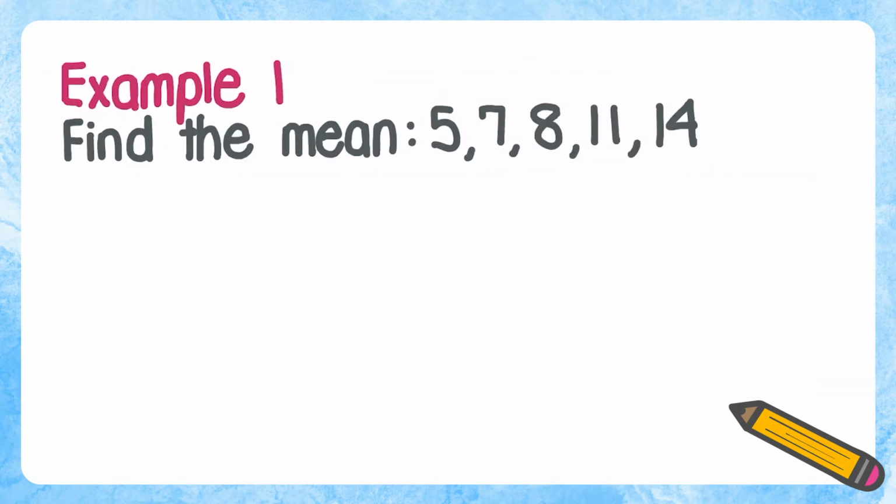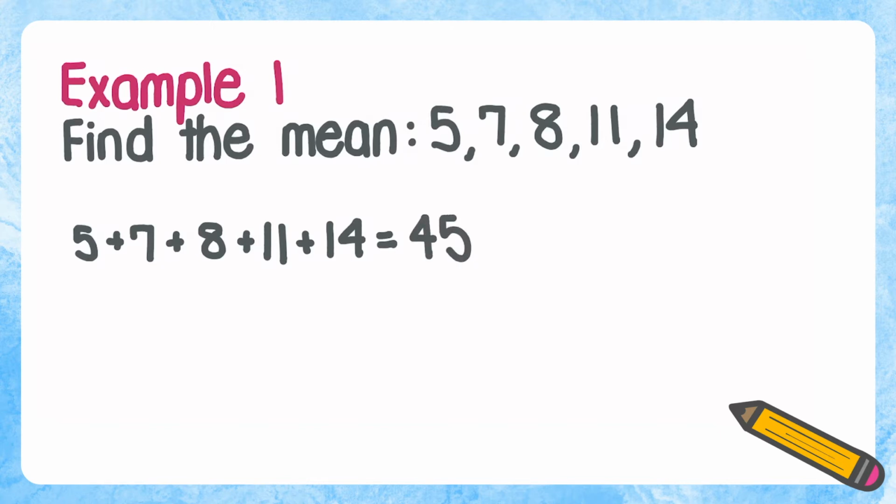So for our first example, we're going to find the mean of this data set. So 5, 7, 8, 11, and 14. So the first thing you want to do is add all the values up. So 5 plus 7 plus 8 plus 11 plus 14. And this equals, and go ahead, you can use your calculator. So the total sum is 45.